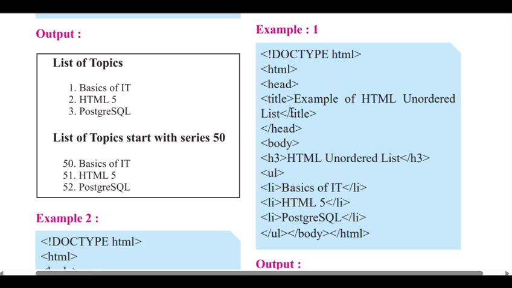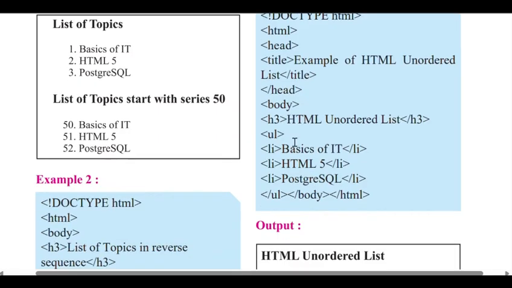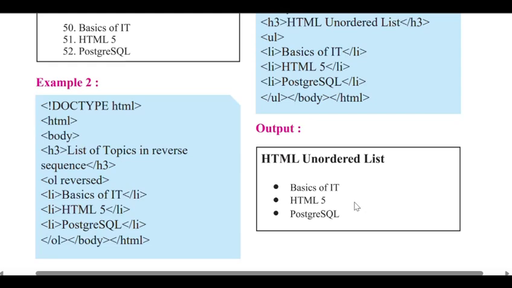See, here they have given one example. Doctype HTML. Here we have taken head. Under head we are taking title: examples of HTML unordered list, title close, head close. Now we are opening body, h3 HTML unordered list, h3 close, and we are starting UL tag, that is unordered list. Under unordered list: basics of IT, HTML5, PostgreSQL. Now we are closing UL tag, body close, HTML close.